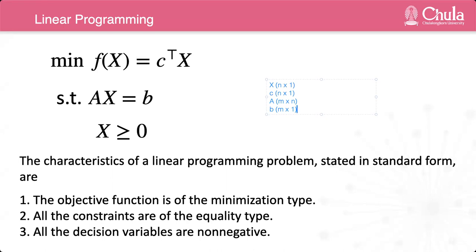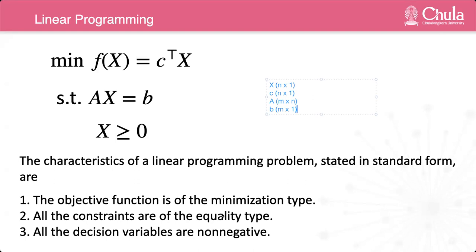So for the standard form, we write the objective function in the form of minimization. If you want to maximize, it's very easy: you multiply with -1, then you can transform from maximize to minimize. And the next one, all the constraints are of the equality type. This is a problem. How can we transform from inequality to equality?